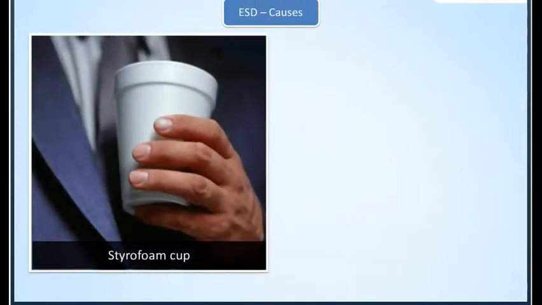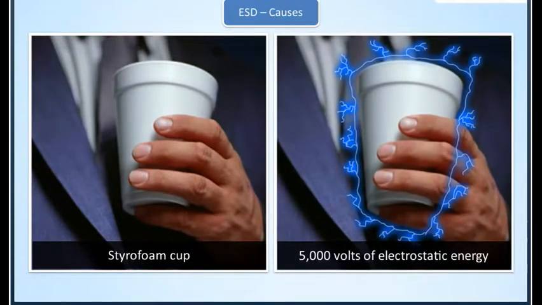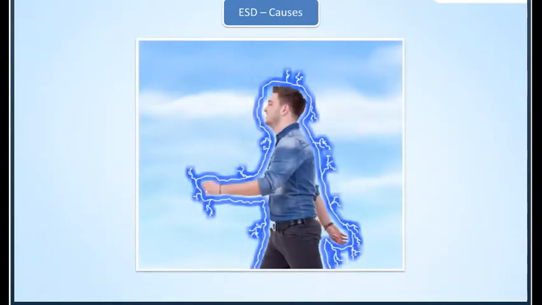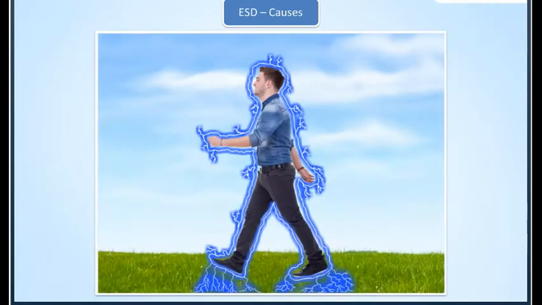Take the styrofoam coffee cup. Rubbing its surface generates electrostatic energy of up to 500 volts. When you hold a charged cup, all that electrostatic energy is discharged into your body, and you become a walking storehouse of thousands of volts of electrostatic energy, unless you have grounding to discharge the collected energy.